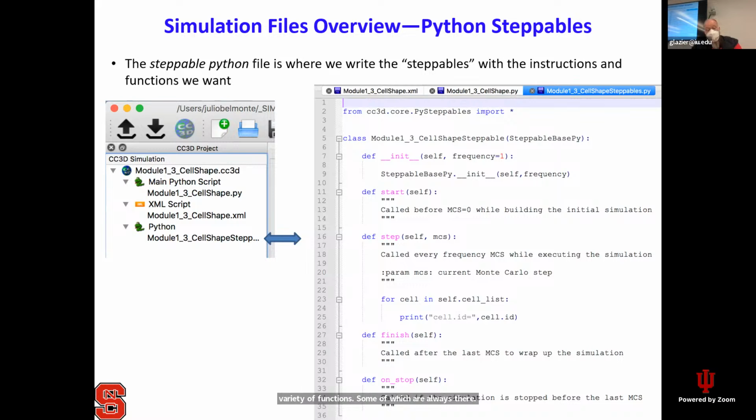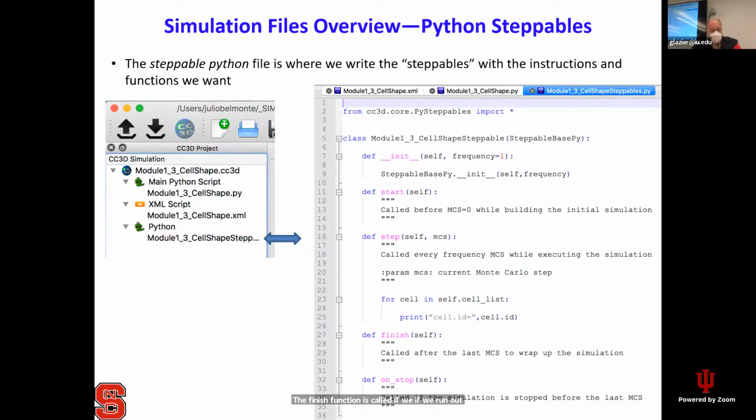The init is something that we have to have inside of a class. The start, step, and finish, and now on stop functions are things that we're going to use as standard structures for how we define our models. And we'll come back to that. But the init is something that creates the steppable for us. The start function is called once at the very beginning of the simulation. The step function is called periodically through the simulation. The finish function is called if we run out of time.